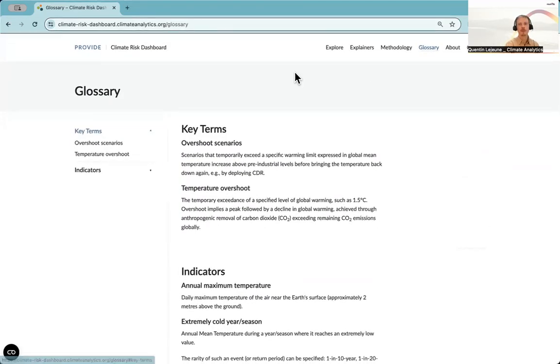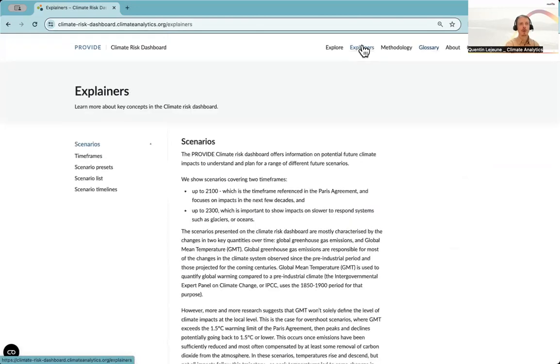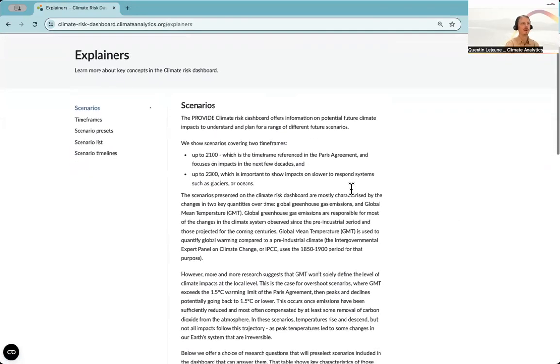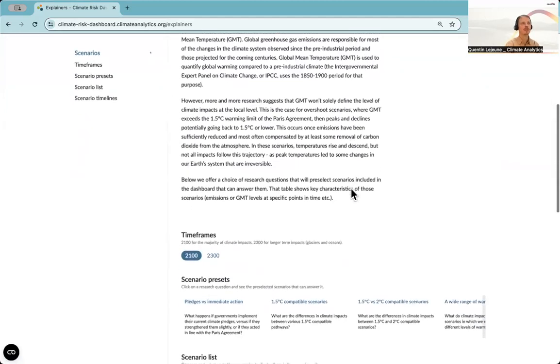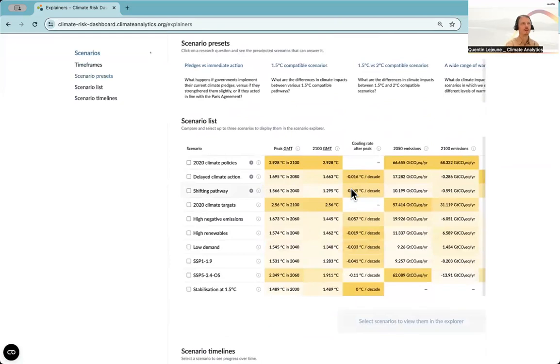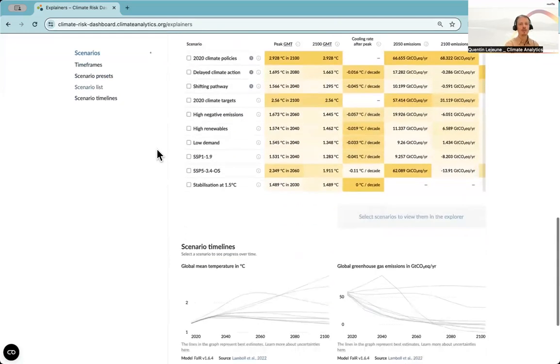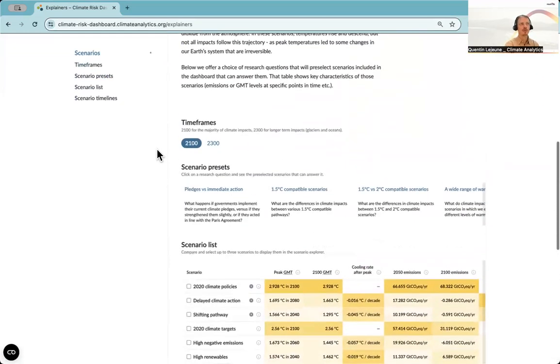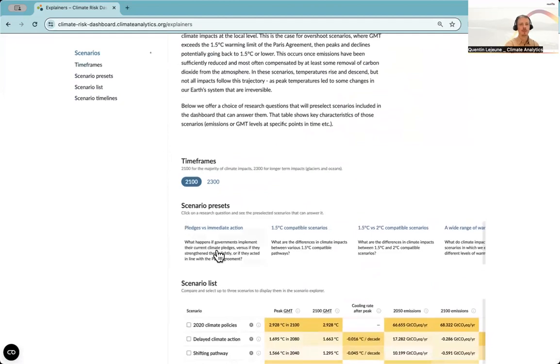And finally, we have the Explainers tab, where you find extensive information on what climate scenarios we use and their characteristics, such as how their global emissions or global warming levels evolve over time. Importantly, on this page, you can choose a research question and see a set of scenarios that responds to it.